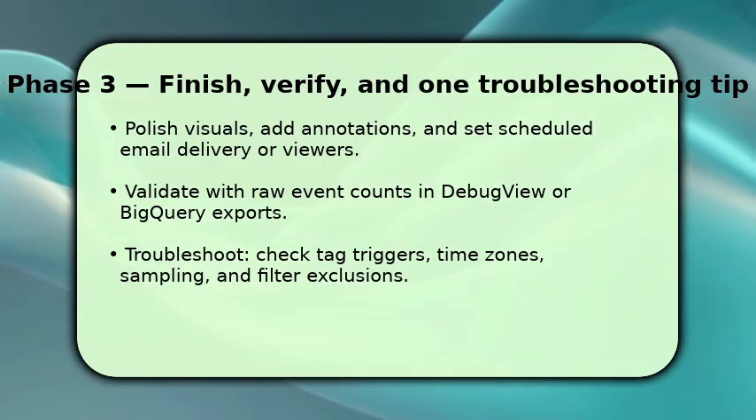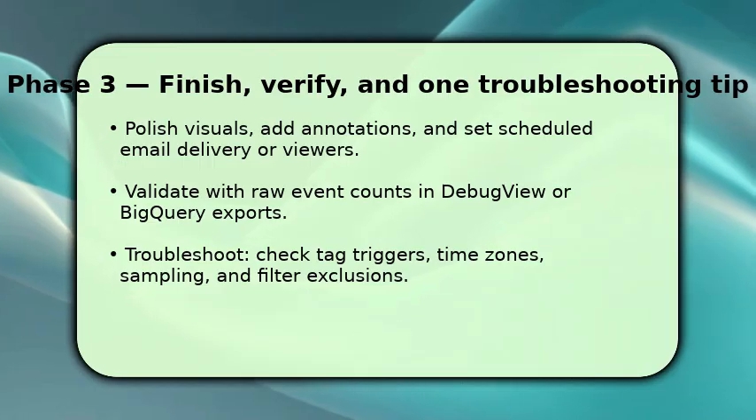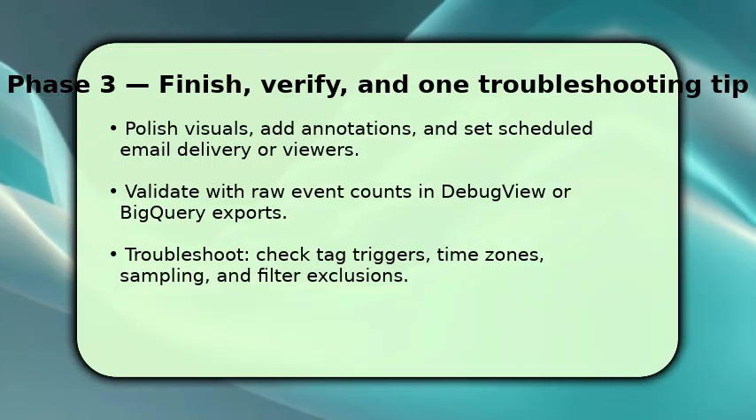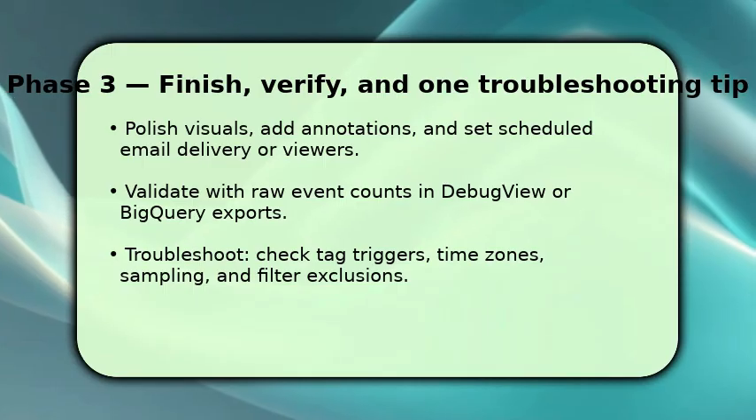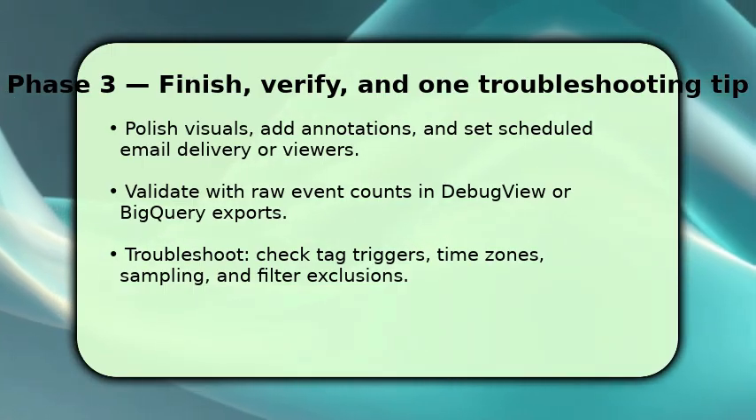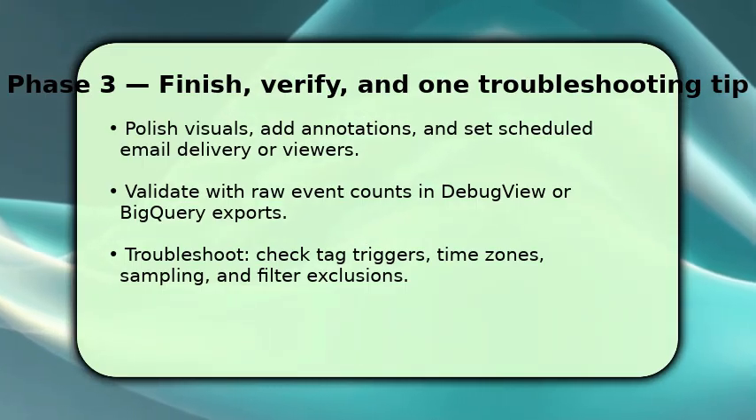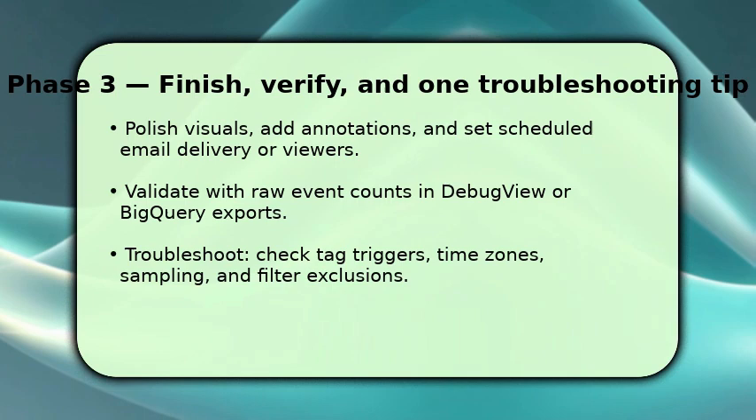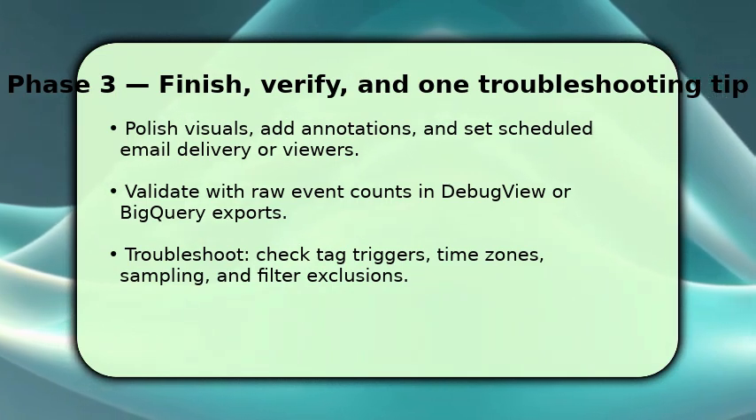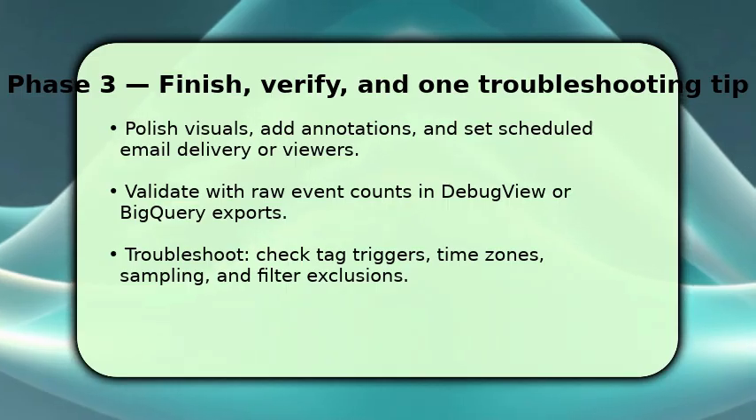Validate accuracy by comparing exploration counts to debug view or a BigQuery export. Discrepancies often point to tag firing or filter issues. If numbers are off, check time zone settings, filter exclusions, sampling, and tag triggers. Those are the usual culprits. If needed, roll back filters or rerun events to confirm fixes.